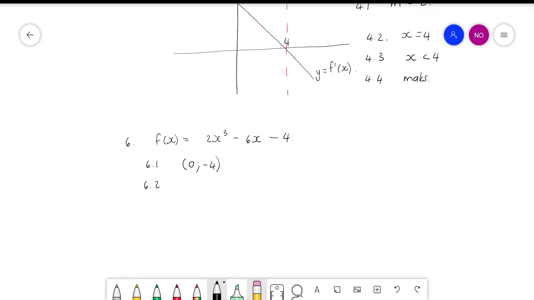6.2, calculate the x-intercepts. Nee, julle kan net nie net in julle koppe sê nie. Werk hom uit. This is the one where you have to go and you factorize that.